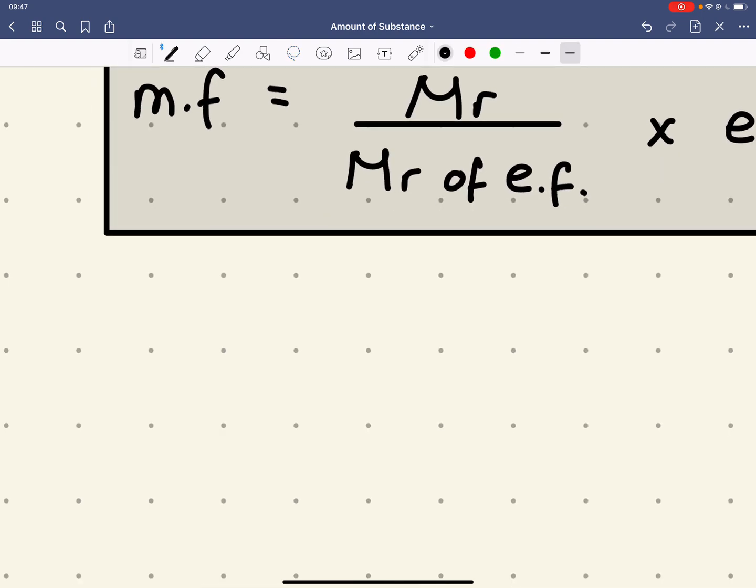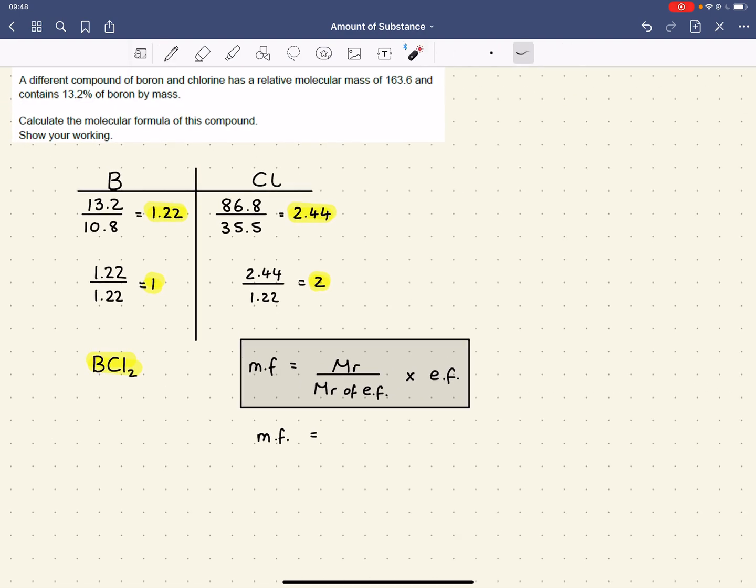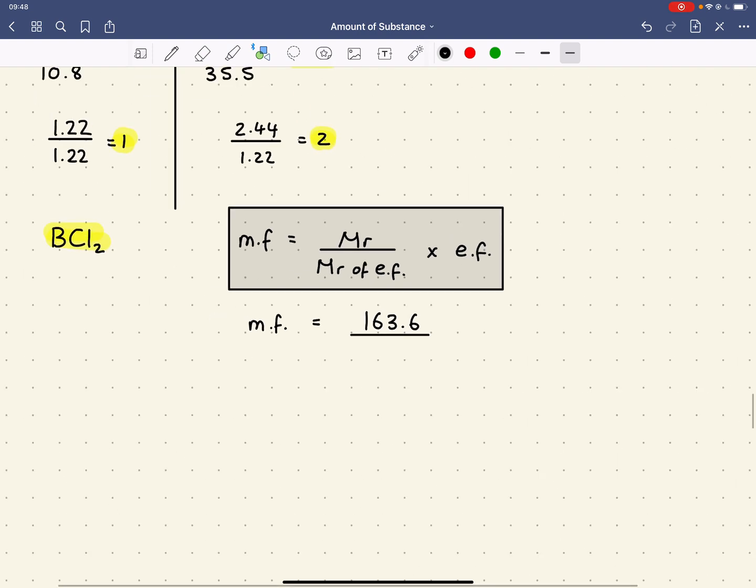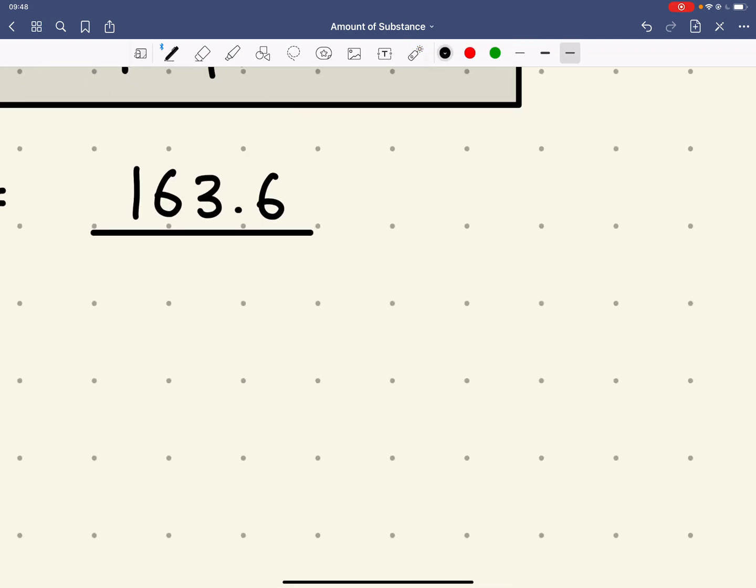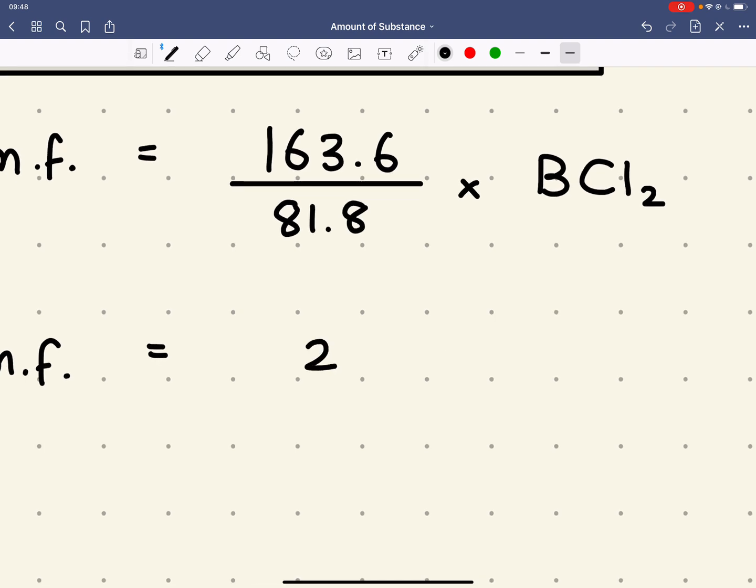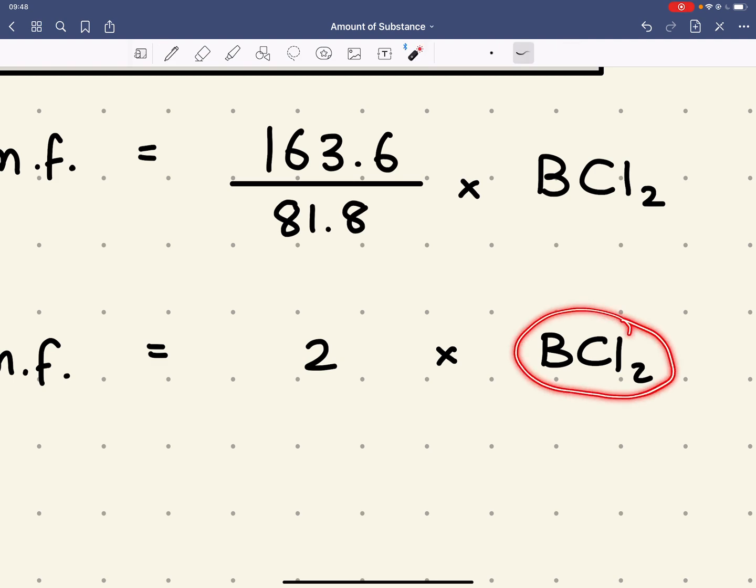So the molecular formula then will equal the MR, which is given in the question as 163.6, so I'll put that in, divided by the MR of the empirical formula, so we need to work out the MR of this. When you do that, you should get 81.8. Times that by BCl2. So the molecular formula then is equal to, when you do this calculation here, you get 2 times BCl2. So what it's saying is now we need to multiply each of the atoms here by 2.